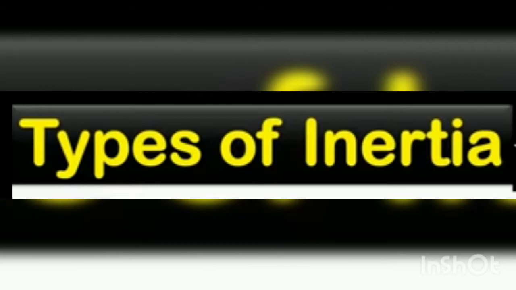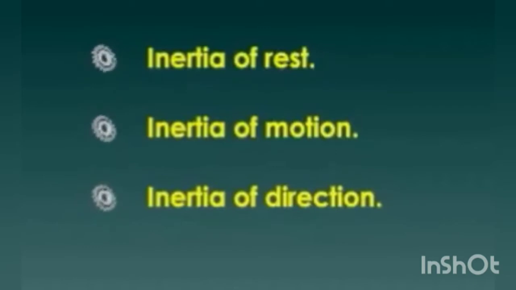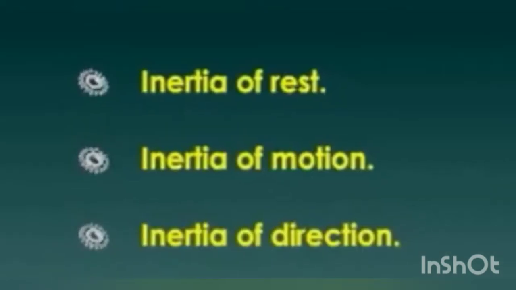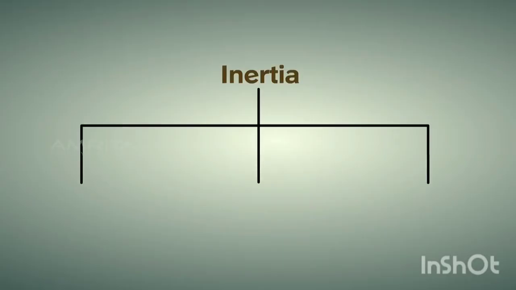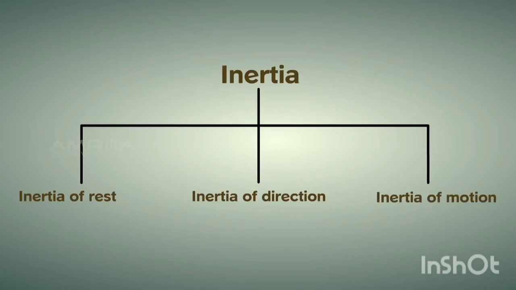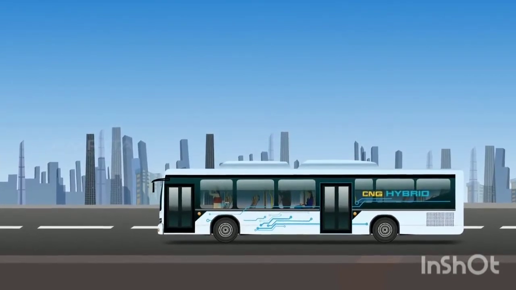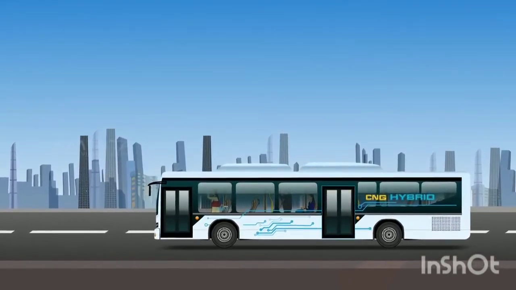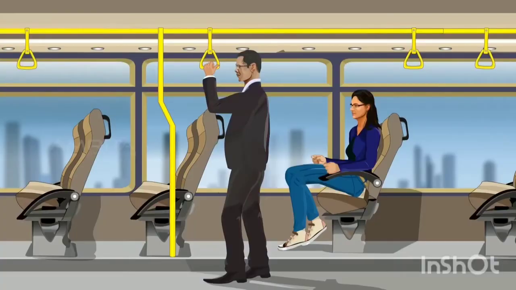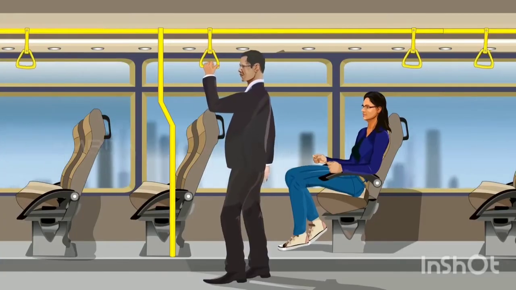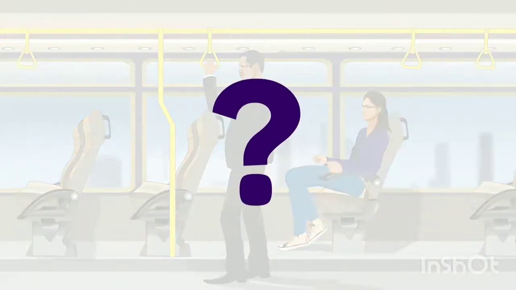There are 3 types of inertia. First one, inertia of rest. Second one, inertia of motion. And third one, inertia of direction or directional inertia. Let us study the first type of inertia, that is inertia of the state of rest. An object in the state of rest cannot change its state of rest due to its inherent property. This property is called the inertia of the state of rest. And here are some examples.